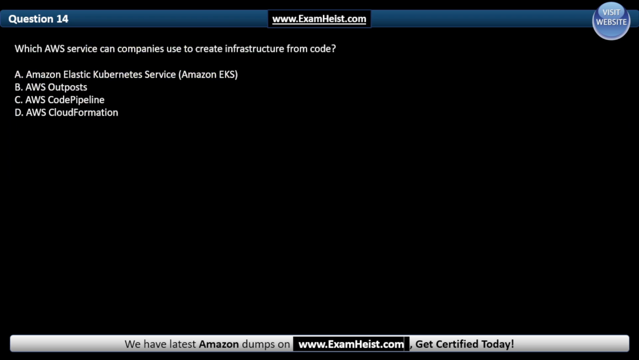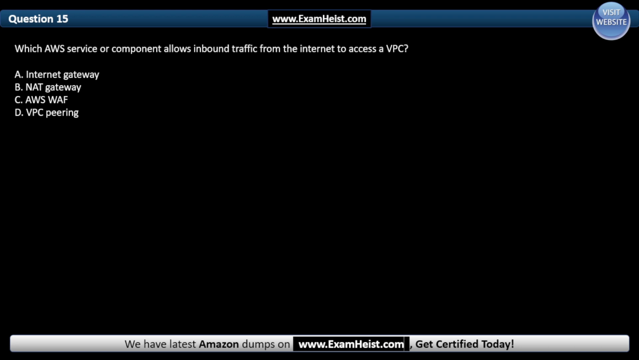Question 14. Which AWS service can companies use to create infrastructure from code? The correct answer is D. AWS CloudFormation. Question 15. Which AWS service or component allows inbound traffic from the internet to access a VPC? The correct answer is A. Internet Gateway.